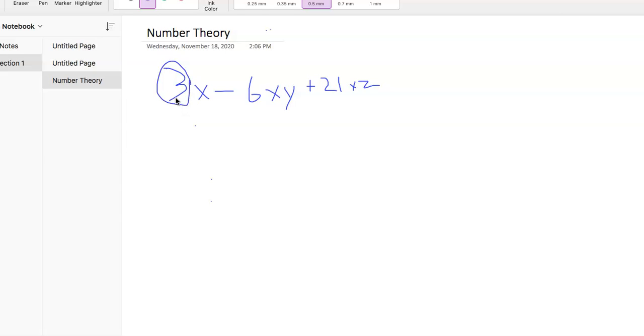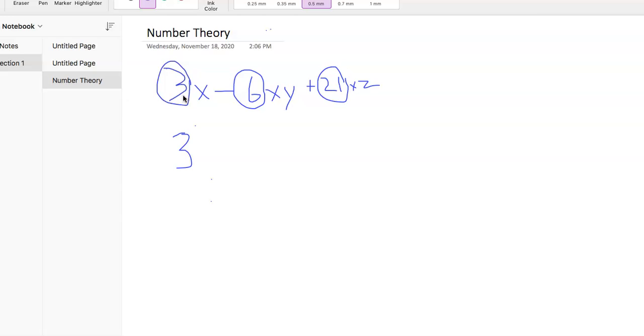Right, and so the question is 6 divisible by 3? Right, 6 divided by 3 is 2. Great. Is 21 divisible by 3? 21 divided by 3 is 7. Okay, so that means we can take a 3 out of each of these. And that's always going to be the case, is that all the numbers are going to be divisible by one of these.